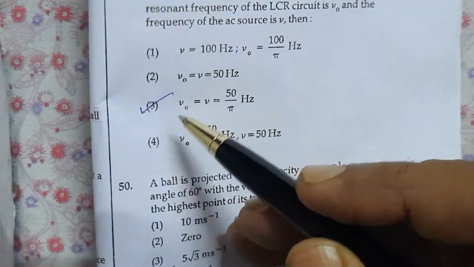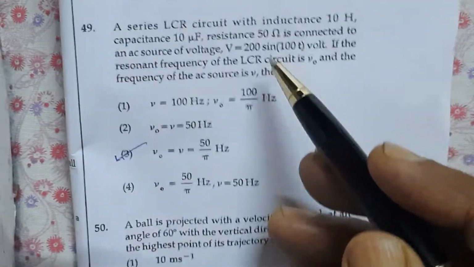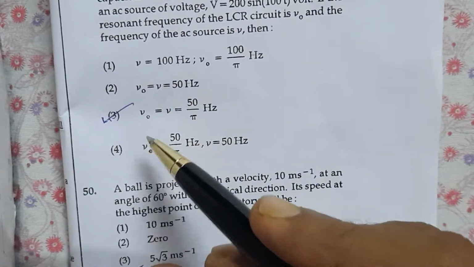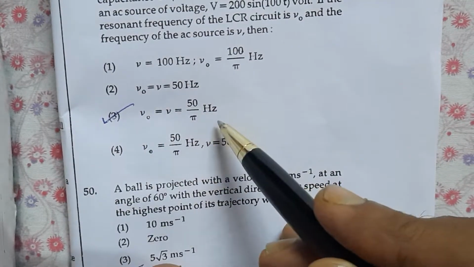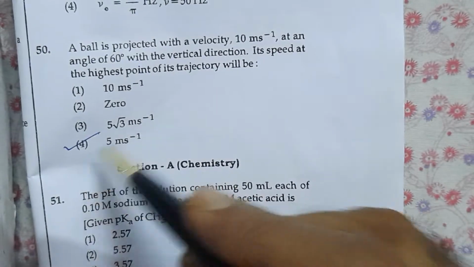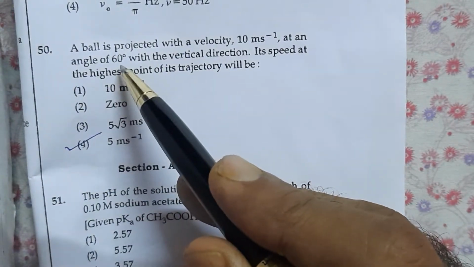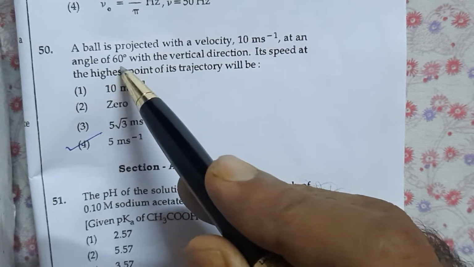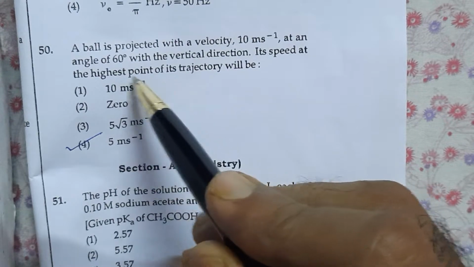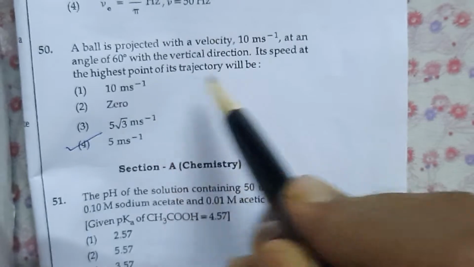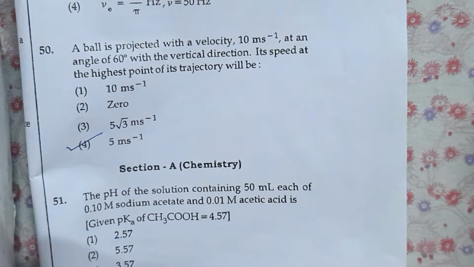For the question number 49, if we put L omega equals to 1 by C omega, and from the voltage expression, if we put 2n pi equals to 100, then we get the resonance frequency 50 by pi hertz. And for the last question, it is 5. Because the angle made by the vertical is 60 degree, then the angle made by the projectile with the horizontal line is 30 degree, and the velocity at the highest point is v sine 30 degree. So v by 2, that is 10 by 2 equals to 5 meter per second.